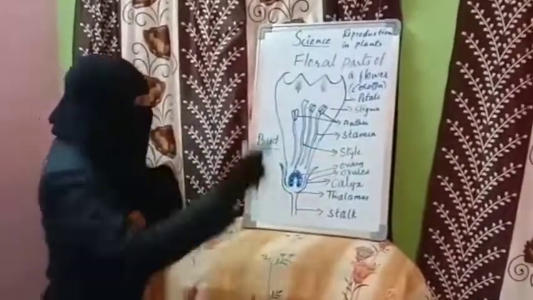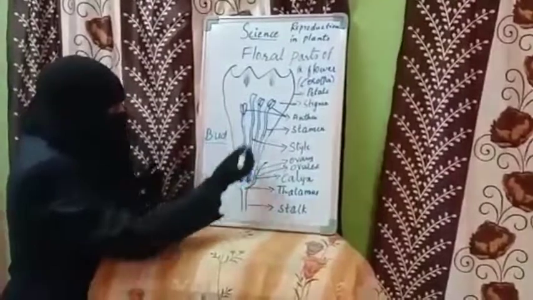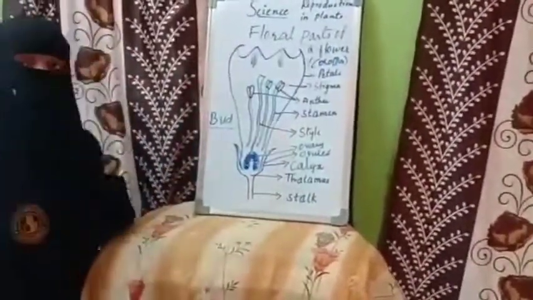Next one, if you remove the petals, you will see a structure. You can see a structure here. This structure is called the stamen. So stamen consists of 2 parts.